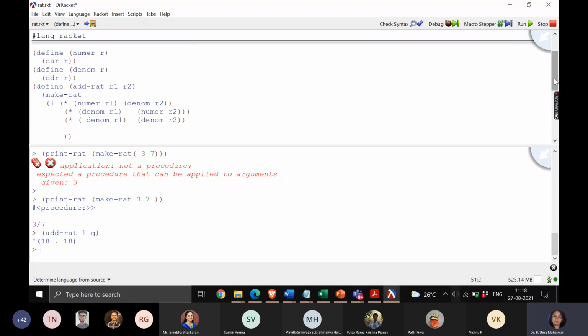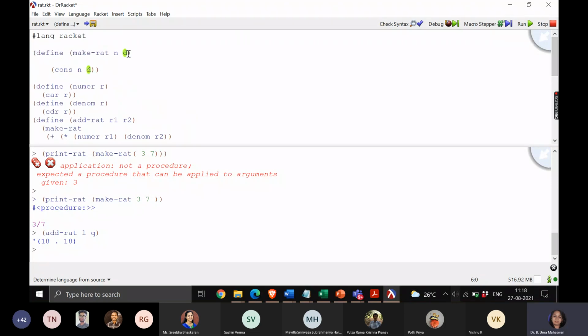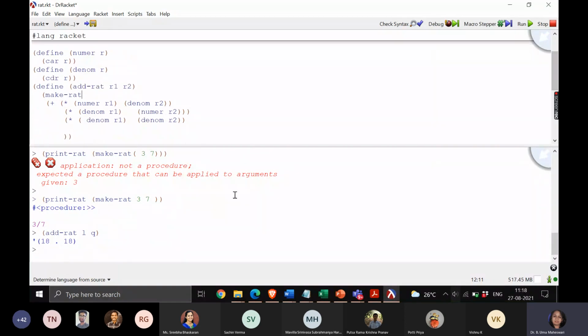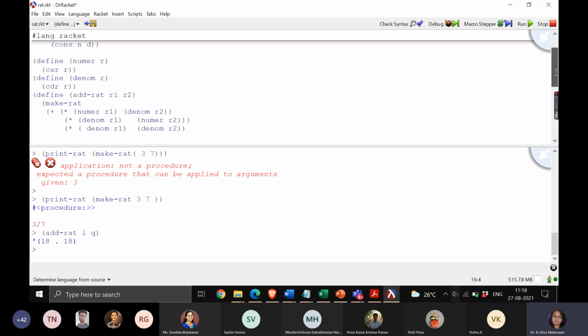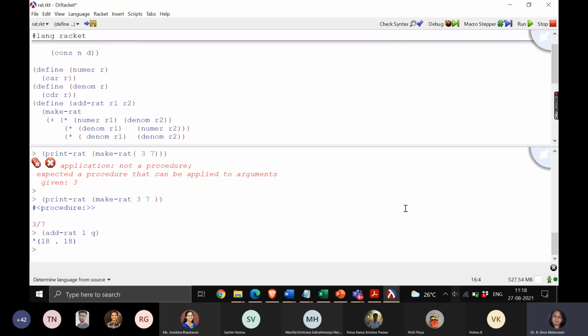If I look at the program, what I have done, I have written make rat for construction, and I have written the selector, and then I have written a procedure for add, right? And then I'm just invoking each and every function. First of all, I will make, and then I will display, and then I will call the add rat for adding 2 rational numbers. So now the students, you can write a procedure, given the sample code for adding the numbers, for doing other operations as well.